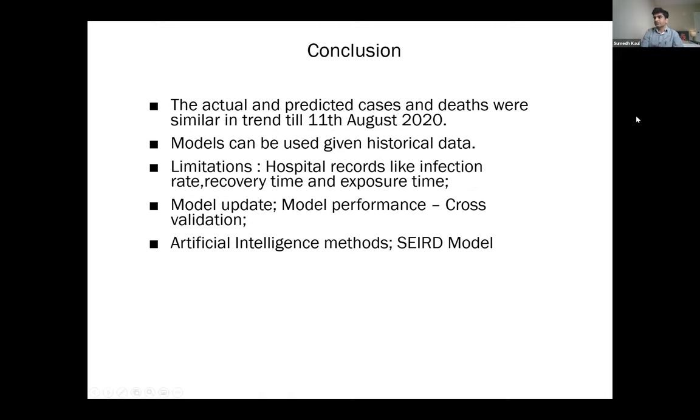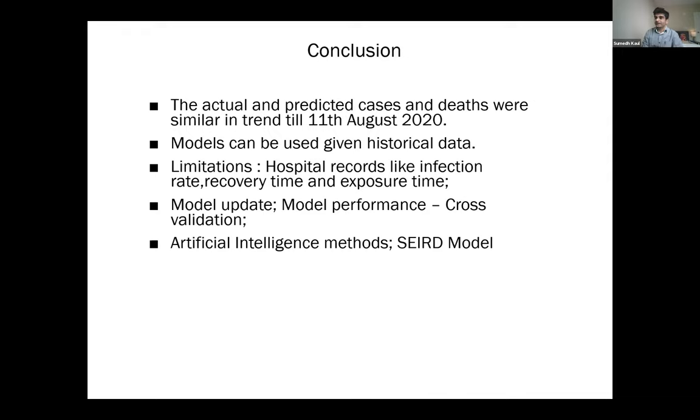So in conclusion, what we predicted was similar in trend to the actual number of cases and deaths shown on the website at the Department of Health. So we were similar in trend till 11th August 2020.